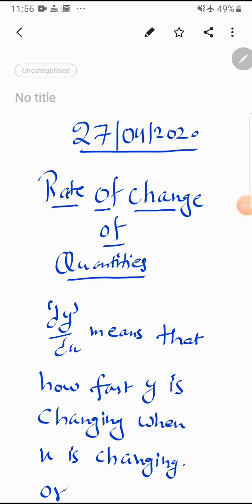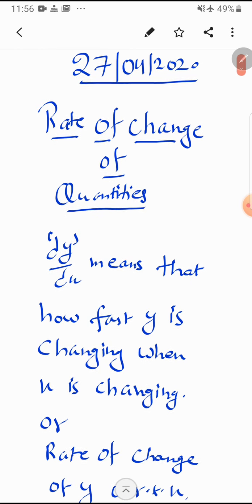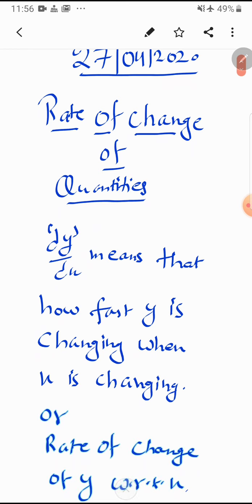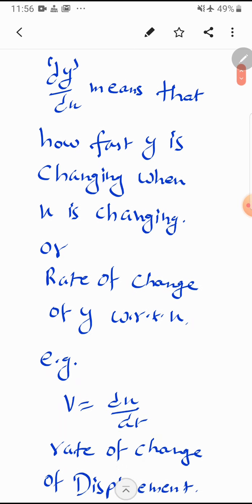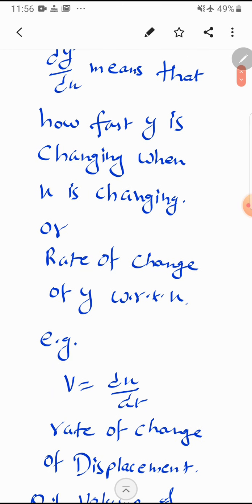Hello students, today we are going to discuss rate of change of quantities. Now this topic belongs to the chapter application of derivatives. So let us understand what the topic is. Students, as we know that dy by dx means how fast y is changing when x is changing. That means it is depicting the rate of change of y with respect to x. For example, velocity is dx by dt, that means rate of change of displacement.